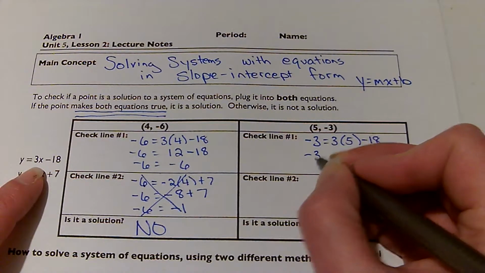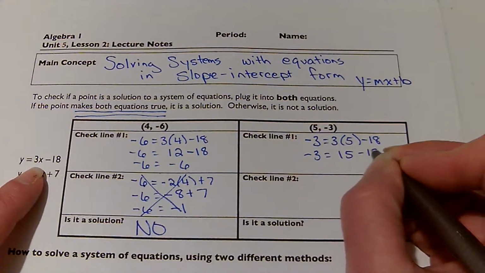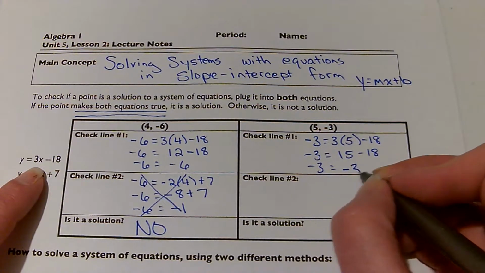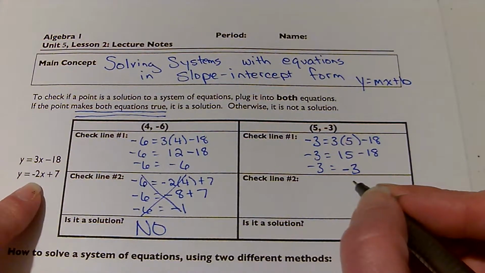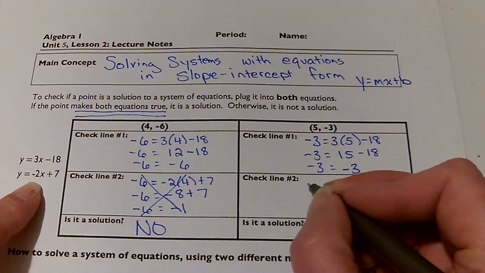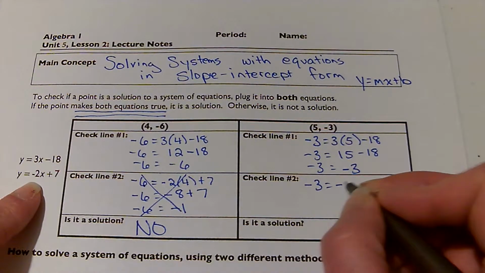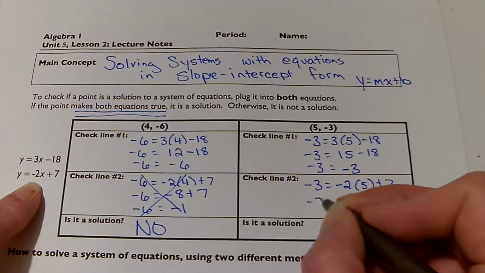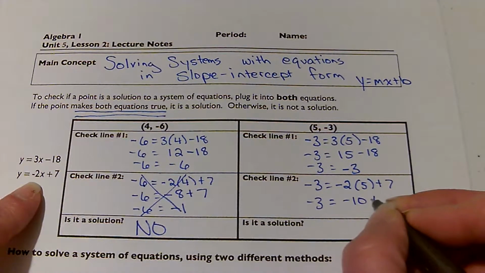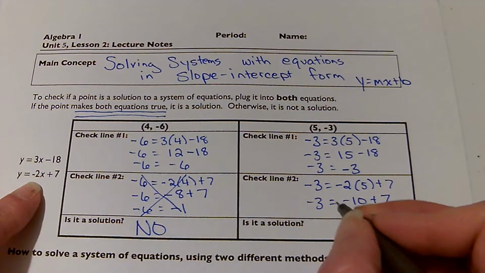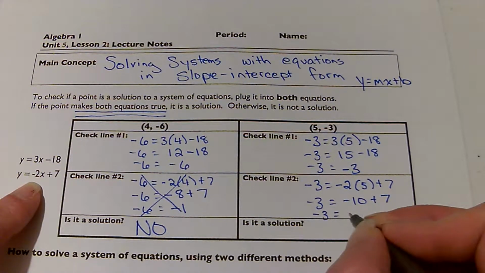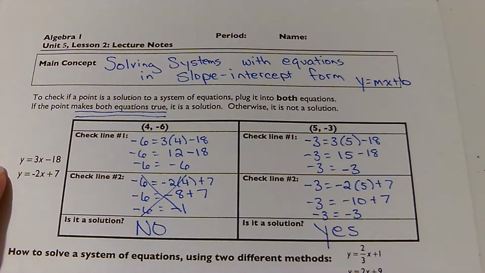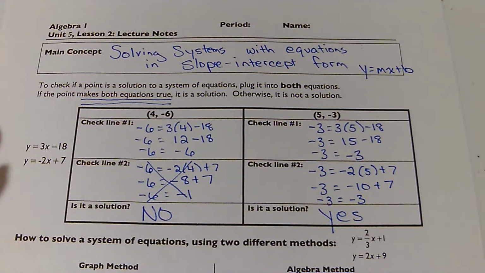So negative 3 equals 15 minus 18. 15 minus 18 is negative 3, so it worked in the first one. That does not guarantee that it'll work in the second one. Negative 3 equals negative 10 plus 7. Hey, this one's looking good. Negative 3 equals negative 3. So this would be considered a solution to the system.